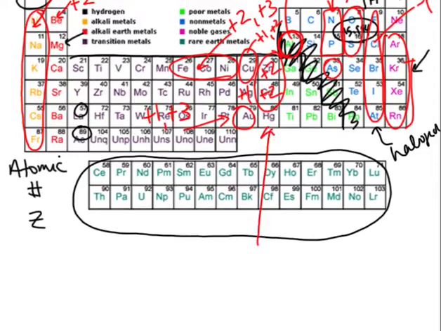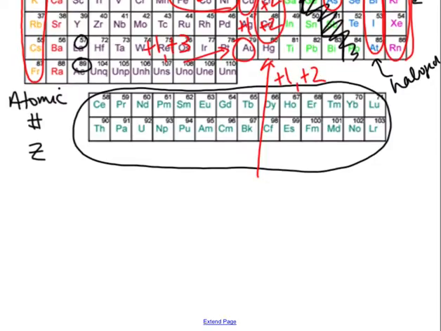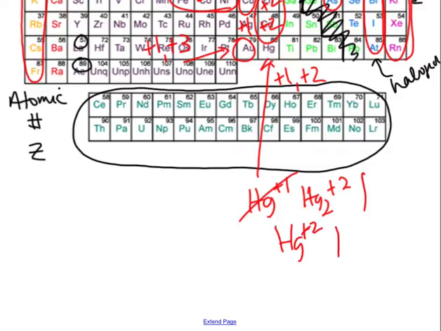Mercury's kind of special. It carries a +1 or a +2 charge, but does anyone remember an issue with that? Exactly. In order to have mercury +1, you can't have that. That doesn't exist. It exists as that. That's mercury +1. And mercury +2 just looks like this. So there's a difference there. Do you see the difference between these two? This is a +1. Each of the atoms has +1. This is one atom with a +2.